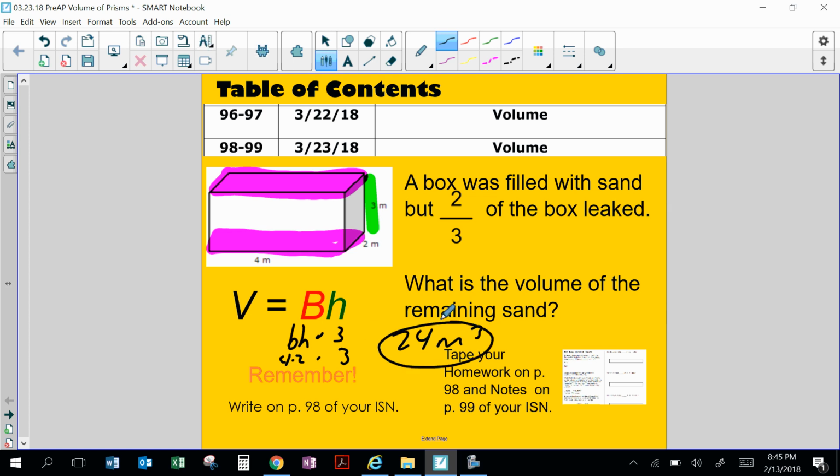So the volume of this box is 24. But what is the volume of the remaining sand? A box was filled with sand, but 2/3 of the box leaked. So how much is left? If 2/3 is leaked, that means here's 2/3. This leaked, this leaked. What fraction remained? 1/3. So what is 1/3 of 24? I can cut this into thirds. That would be 8 cubic inches. That is the volume of the remaining sand.